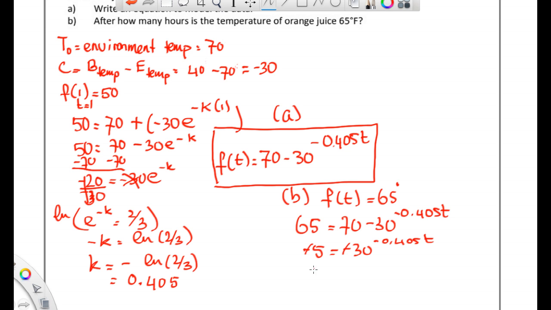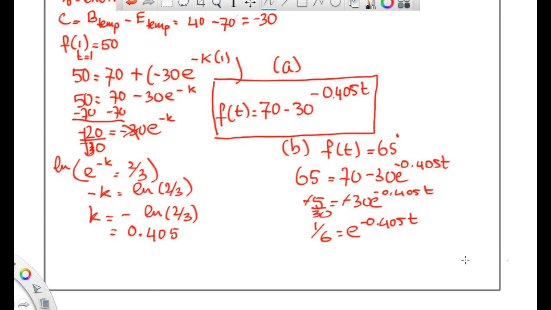And the negatives cancel. 5 divided by 30, which is 1 over 6, is, don't forget the e there, sorry, forgot the e. e to the negative 0.405 t. Take the natural log. Natural log of 1 over 6 will give you a negative 0.405 t. And if you plug that into the calculator, you get 4.42 hours. So let's see if you can figure out this last step, and work on your calculator skills a little bit. Thank you.